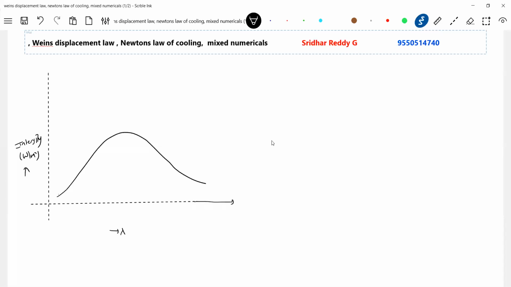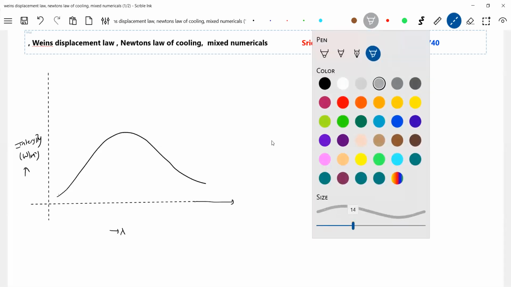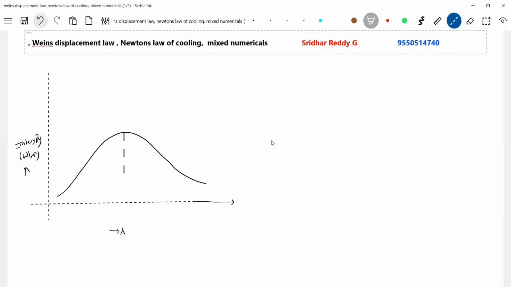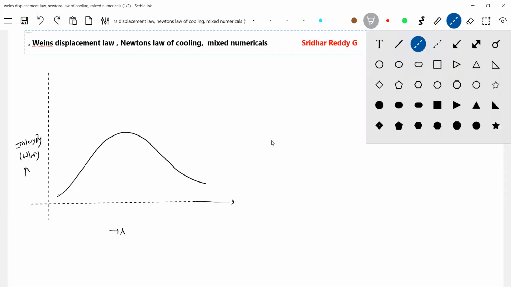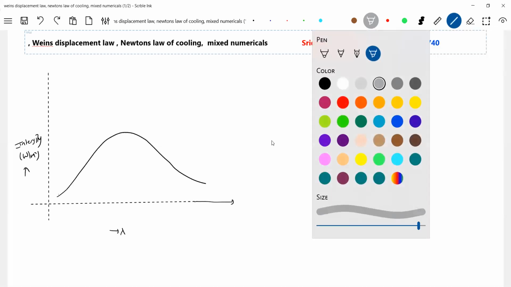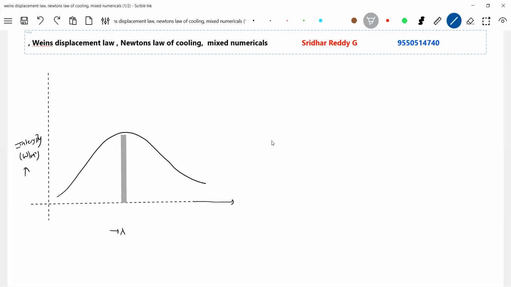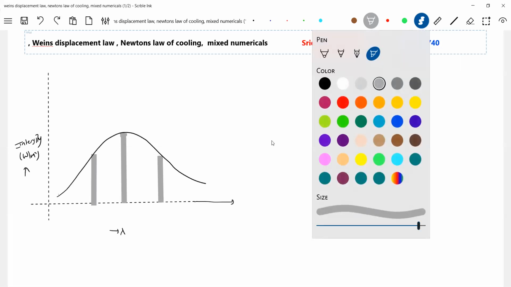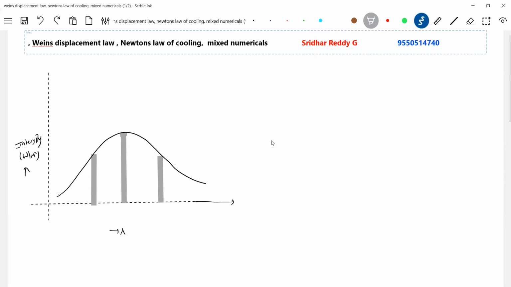So what I do is, I'm going to pick up a spectrum. Okay, this is the spectrum.